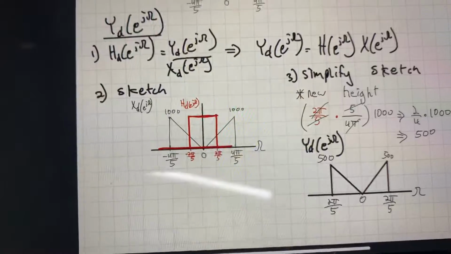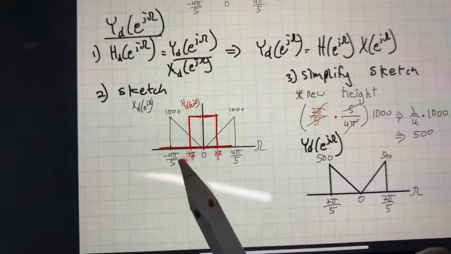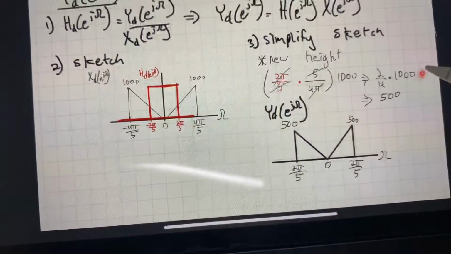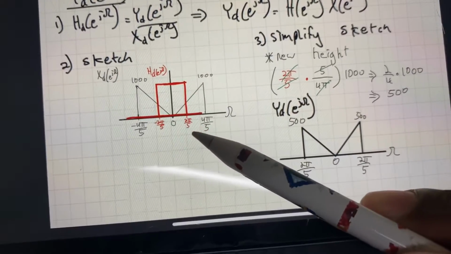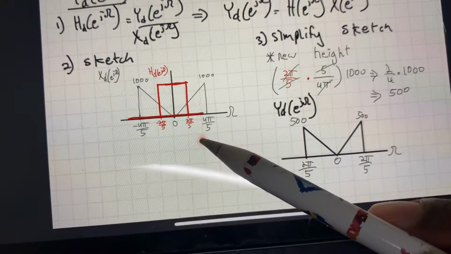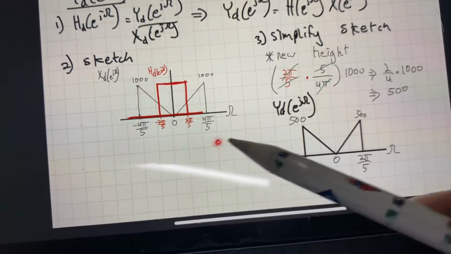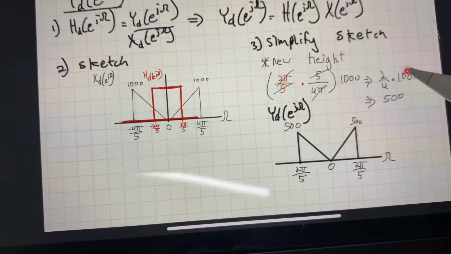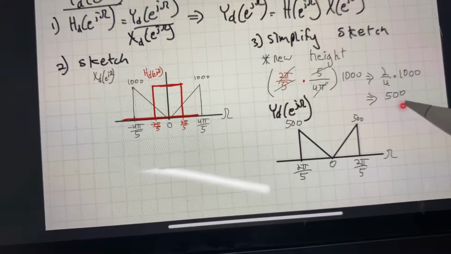The best way, at least for me, what I realized, is putting it right on top, since they all have the same axis, just to see what it looks like. And in order to solve for the new height, since we know that 2 pi over 5 is half of 4 pi over 5, it's basically as though we are multiplying the height by half. So that's how we were able to get 500 for our new height.